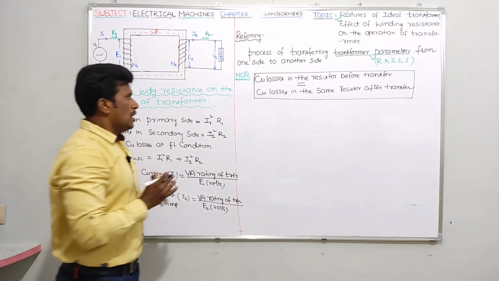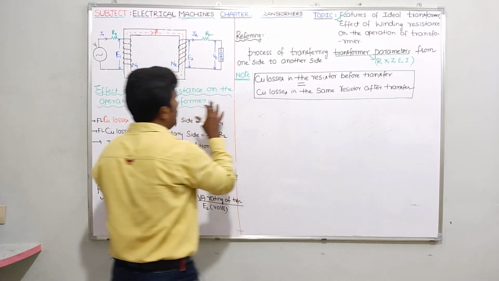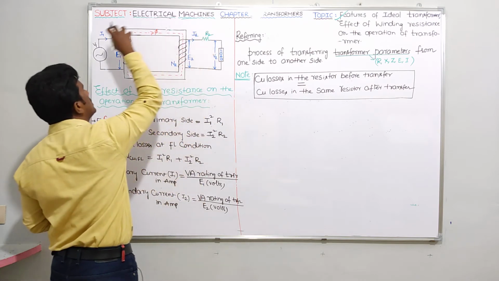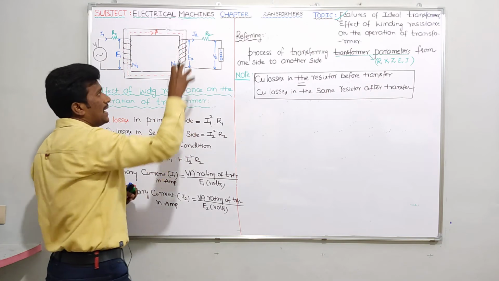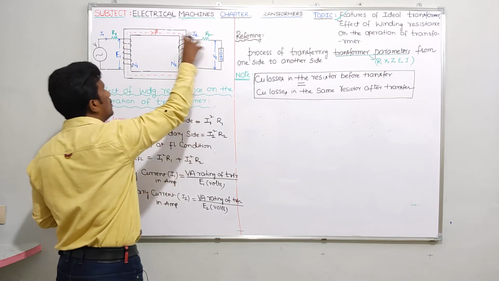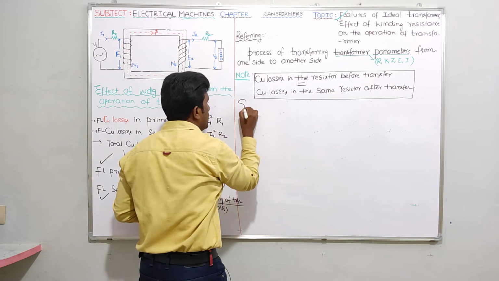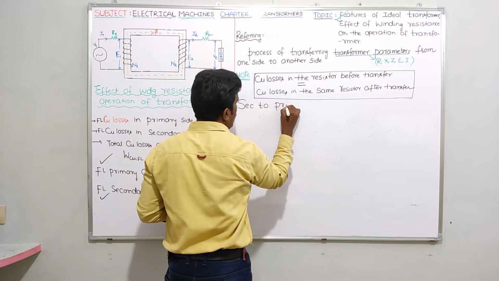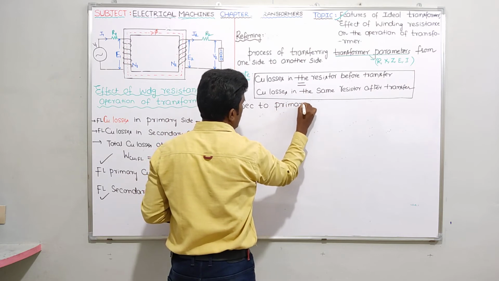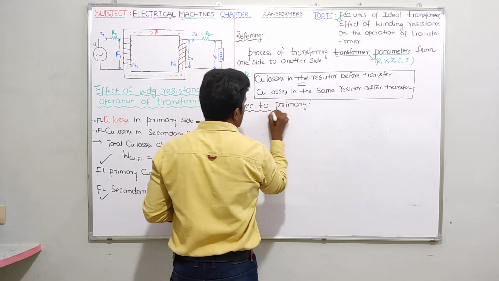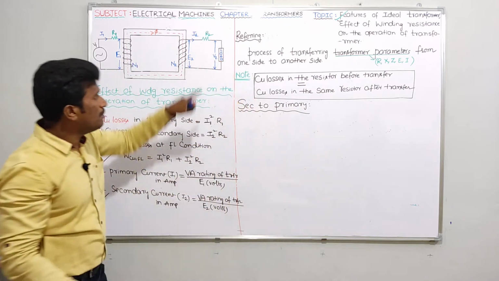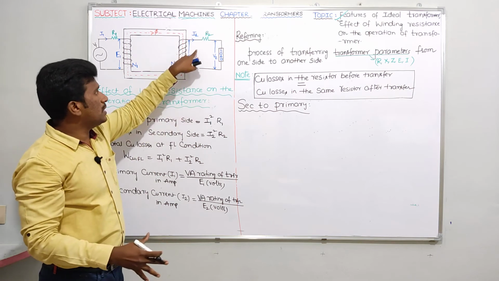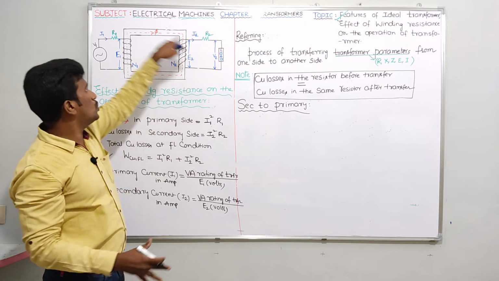Is it clear guys? Now let us see. Suppose let me refer secondary side resistance R2 towards the primary. Very simple. Secondary winding resistance R2 referred towards the primary, I can write simply here, secondary to primary. This is a heading. Secondary to primary means whatever resistance R2 is in the secondary side, that I am referring towards the primary.